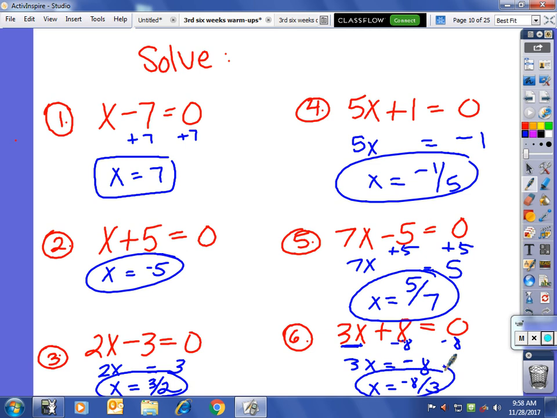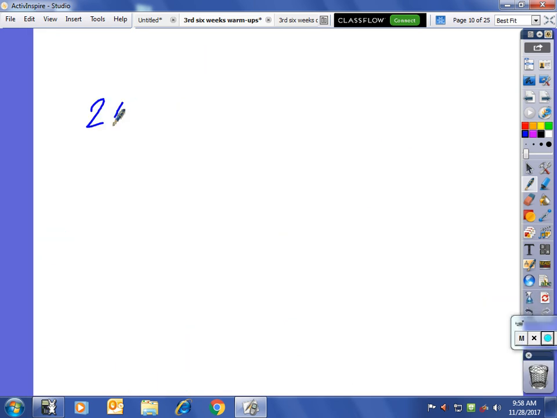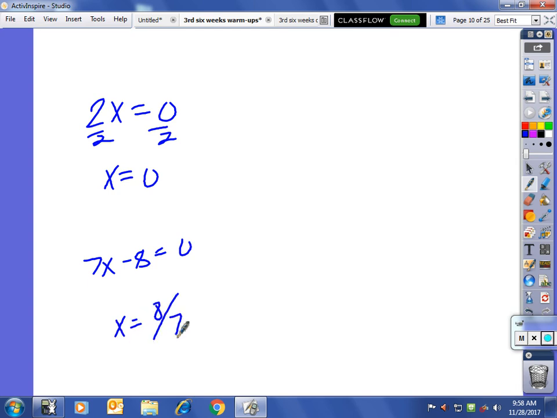Okay, so once you do several of these, they should only take a second to do that last step. What about this problem? 2x equals 0. For some reason, this bothers kids as well. X equals 0. Divide by 2. What's 0 divided by anything? 0. What about 7x minus 8 equals 0? See if you can do that real quickly. 8 over 7. Move the negative 8 over, it becomes a positive 8. And then divide by 7. And you get 8/7. Are you with me there?